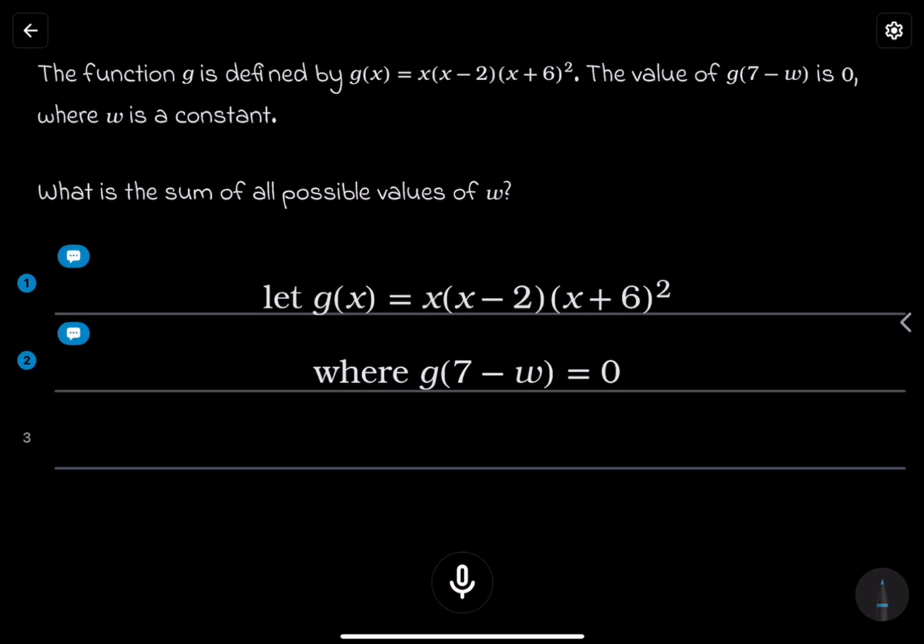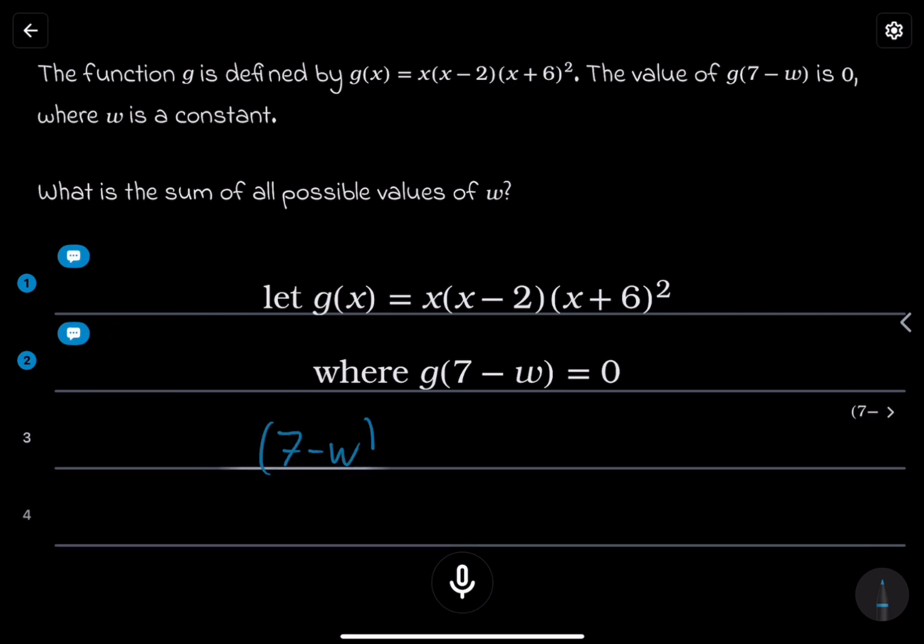So in line 1, if I just tap this blue icon, it says it's defined the function g. And in line 2, it's established a relation in the variable w. Amazing. So I can work from line 2 and say, well, substituting x as w, we have 7 take w, sorry, x is 7 take w, we have 5 take w, and then we'll have, what, 6 plus 7, which is 15, I believe, take w squared equals 0.